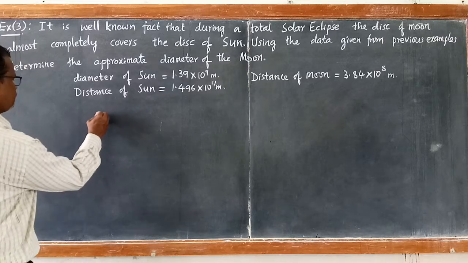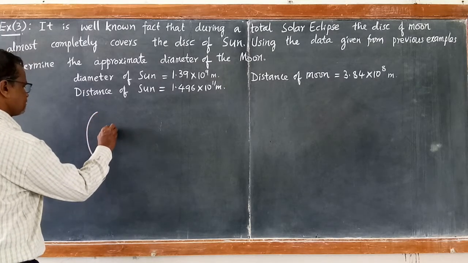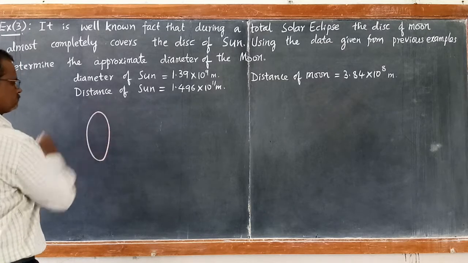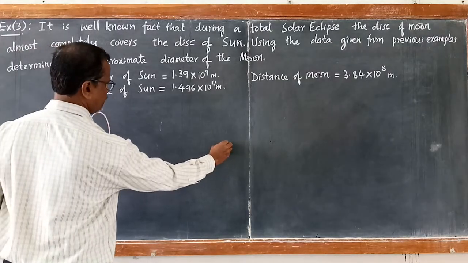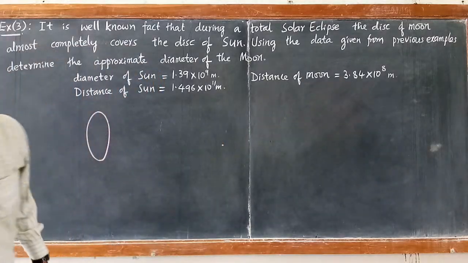So I will draw a diagram. Suppose this is the sun, which is being observed from a point on the earth's surface. This is the earth's surface.